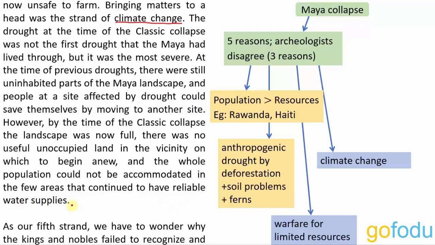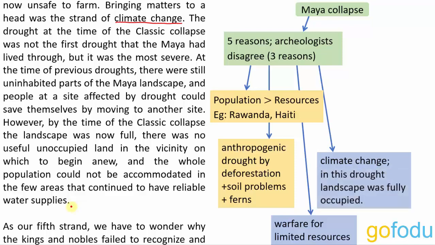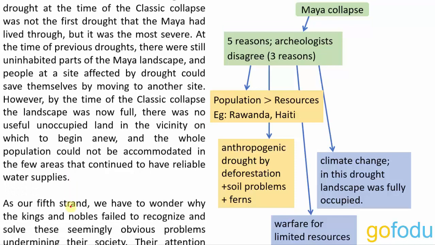So, earlier during droughts, drought means scarcity of water, the impact was less as people used to leave the drought affected area for some better place. But this time, there was no land left to move on to. Let's include in our fourth block: in this drought, the landscape was fully occupied. Reading next para.